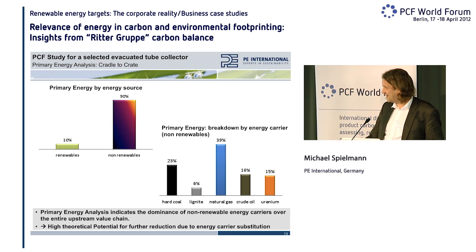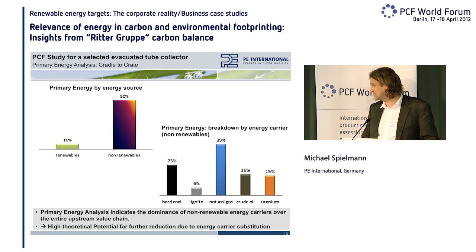The first finding was that about 90% of the energy used over the entire product life cycle is covered by non-renewable energies. When you look at the breakdown by energy carrier, it's mainly hard coal, which comes from the different grid mixes we have in the production. Then we have natural gas, which is basically used for thermal energy. Having 90% non-renewables means that theoretically there is a very high potential to reduce the carbon footprint.